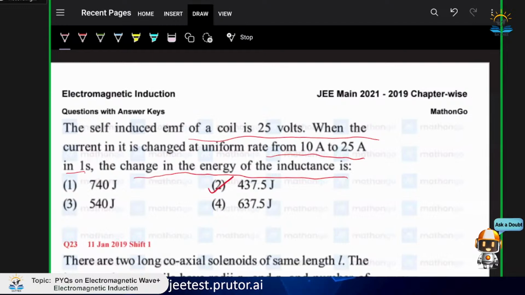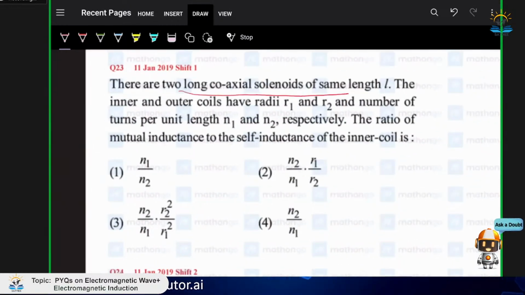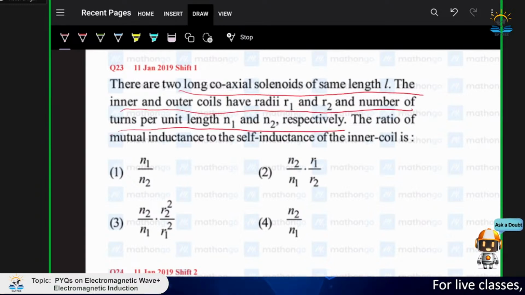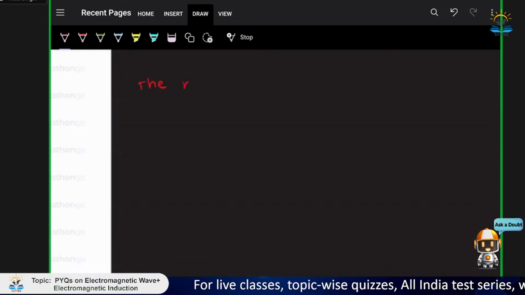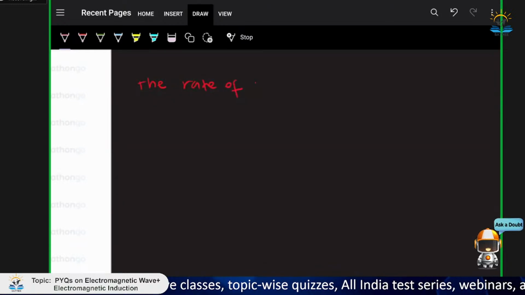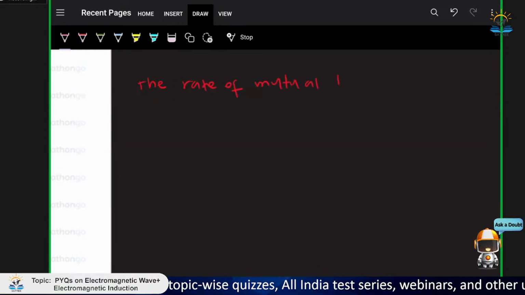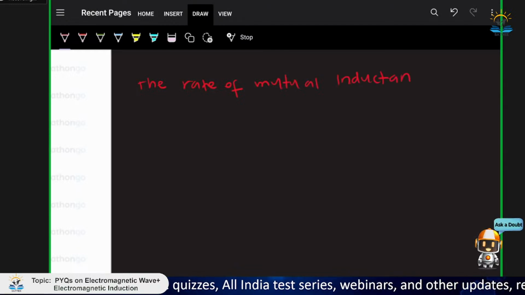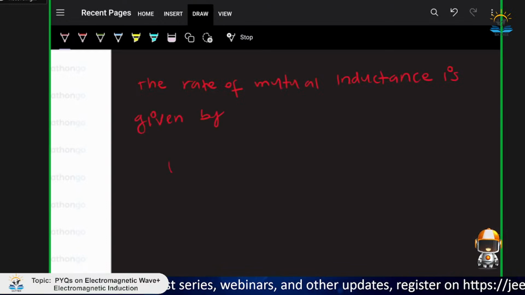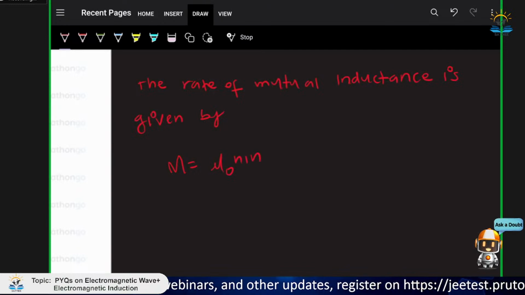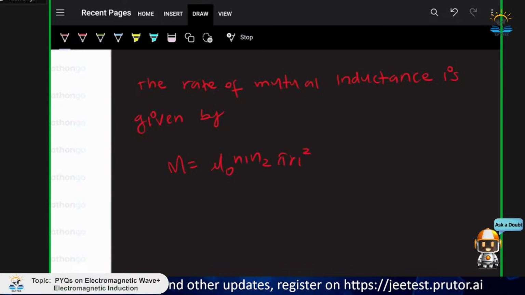There are two long coaxial solenoids of same length L. The inner and outer coils have radii R1 and R2 and number of turns per unit length N1 and N2 respectively. The ratio of mutual inductance to the self-inductance of the inner coil is. So we know that the mutual inductance is given by M equal to mu naught N1 N2 pi R1 square. Correct. Next.